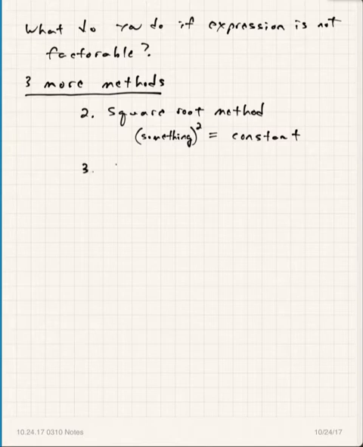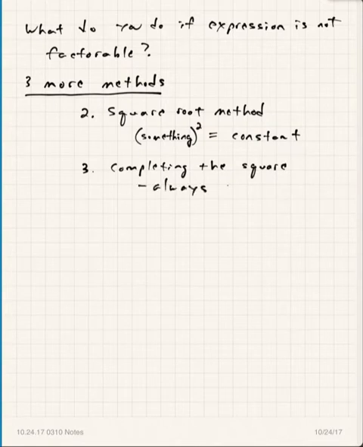The third method is completing the square. And completing the square always works, first of all. For any quadratic equation, you could always solve it by completing the square. But the problem with completing the square is that it's a harder method to use. And so it's not a method of choice, really. You don't really like to use it because it's a more difficult method in general. And so we're going to look at completing the square. We're going to talk about it now.